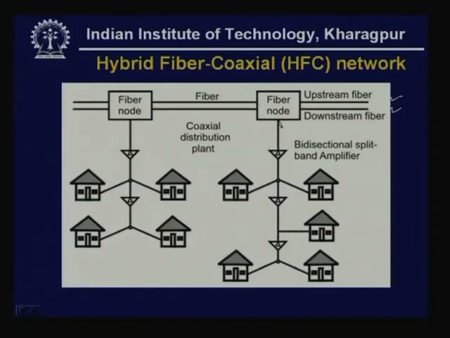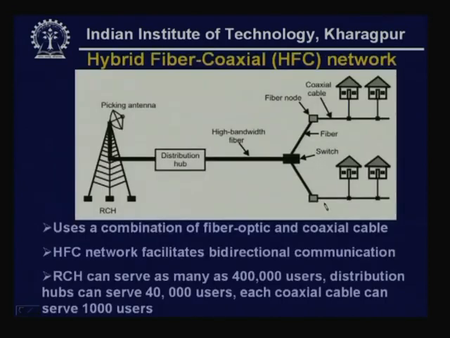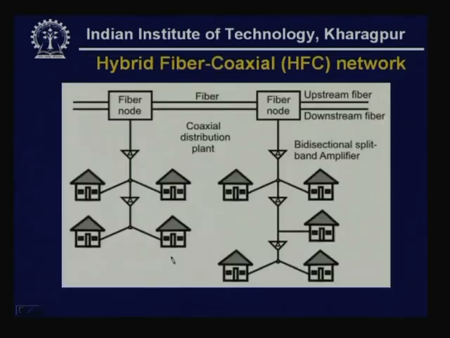Then from the fiber node the signal is distributed using coaxial cable, and whenever necessary to amplify, you will require a bidirectional split band amplifier. So, you can see with the help of several bidirectional split band amplifiers the signal is distributed in the residential premises. A large number of users, each such coaxial cable can serve as many as 1000 users, as you have seen in the last slide. So, 1000 users can be served.